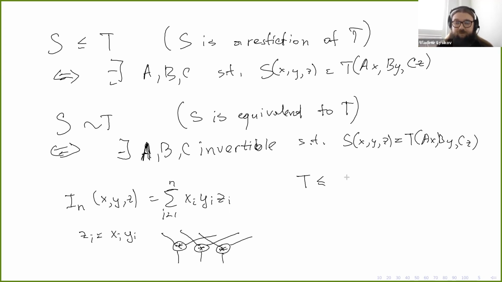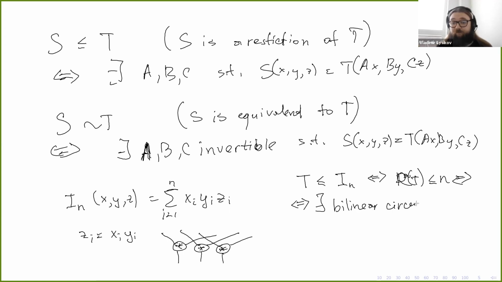So a tensor is a restriction of In if and only if the rank, so I don't remember. So the rank of a tensor, which I will denote by R of T, is at most n if and only if there exists a bilinear circuit for phi T with n multiplications.